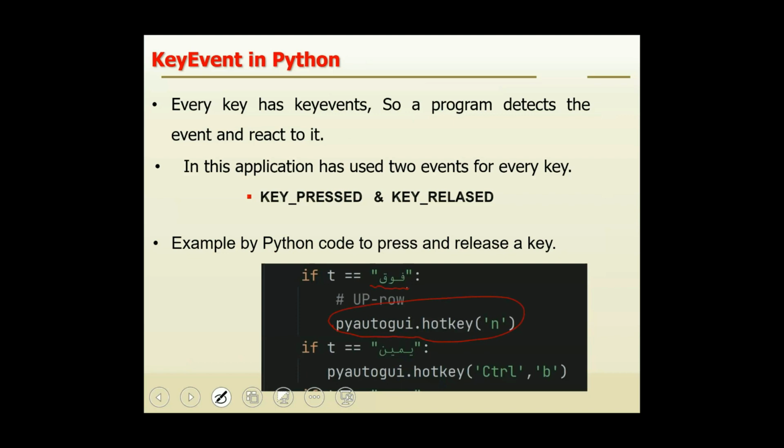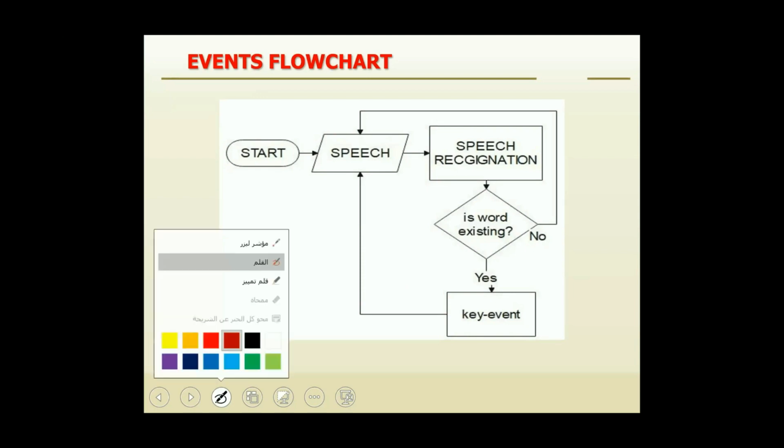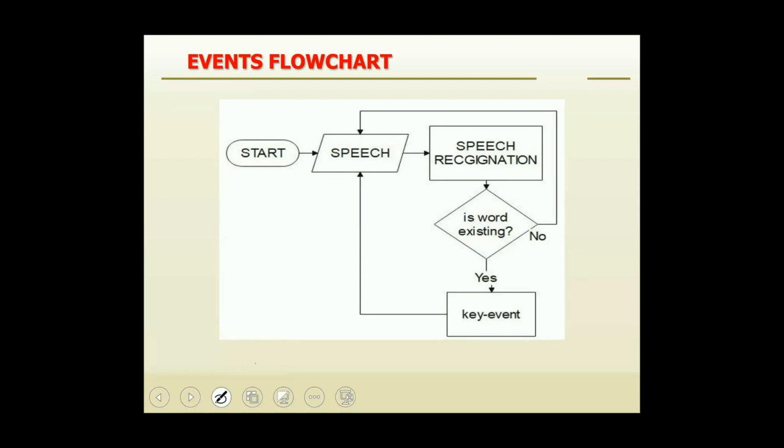In this flowchart, I'm going to explain how the events in the application work. By event, I mean any reaction to a voice command, such as key events, opening links, running procedures, and so on. The developed application gets an Arabic voice command through the mic and then converts it to a string variable.